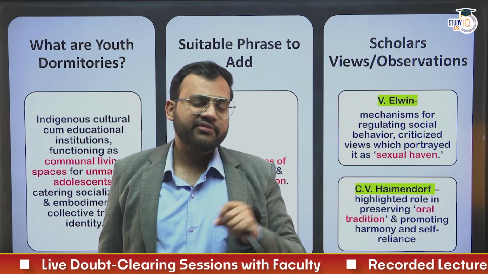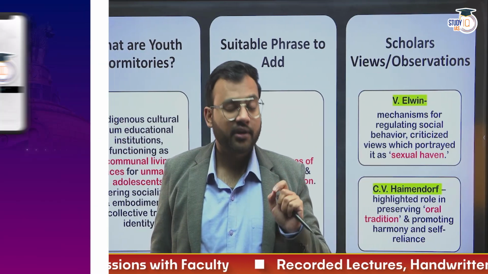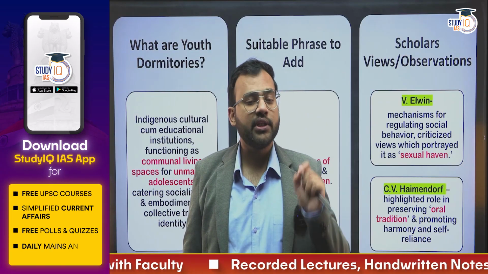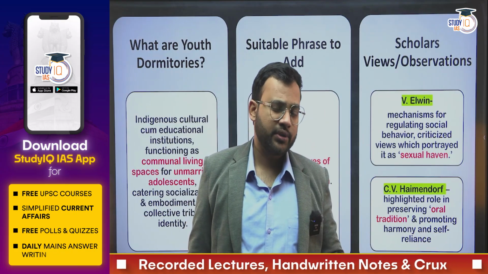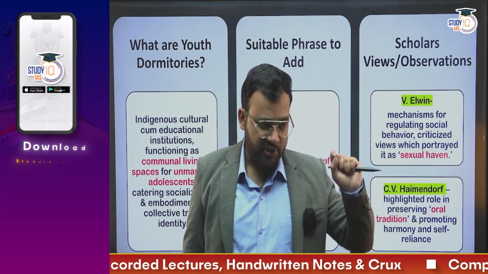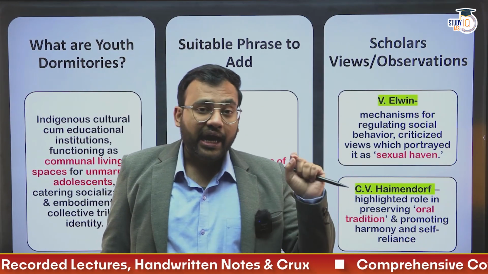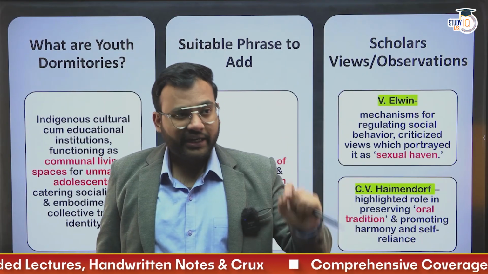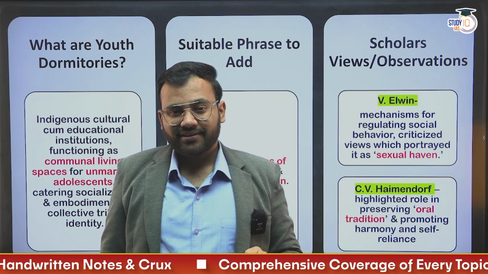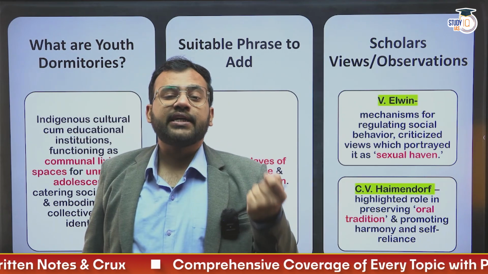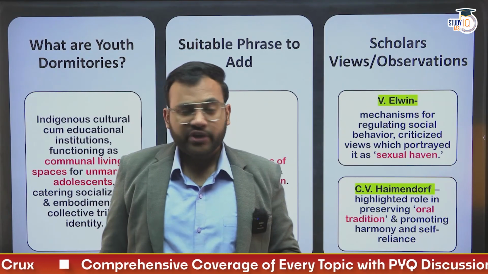Last but not the least, C.V. Haimendorf, Christoph von Fürer-Haimendorf. He was an Austrian, not Australian, anthropologist who came to India during the Second World War. He studied a lot of tribes in the northeastern region and also in southern India. He did ethnographic studies among the Nagas of the northeast, the Apatanis of the northeast, and the Chenchus, the Reddis, and the Raj Gonds of southern India. During his work, he studied youth dormitories like the Morung, found among the Konyak Nagas of the northeast. So we are using their description.